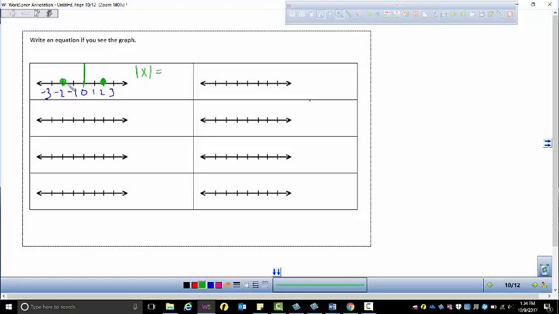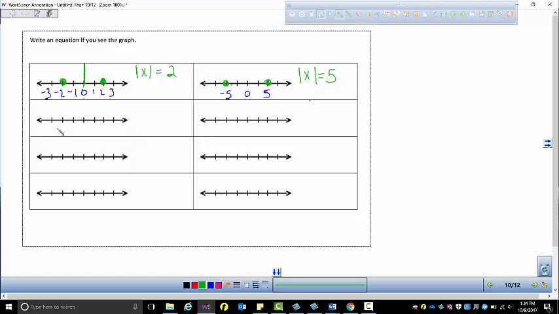how far away are each of these? 2. Okay, so let me try another one. Let's say that here's 0. Let's say this is 5, and this one is -5. And I put a point here and a point here. What number's in the middle? 0, so that means it's just x in the absolute value equals. How far are each of these away? These are 5 away.